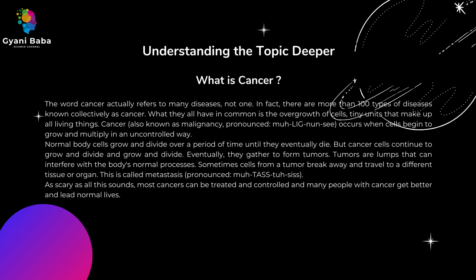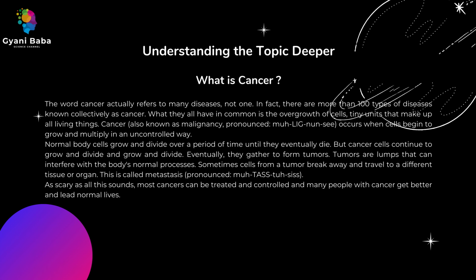Cancer, also known as malignancy, occurs when cells begin to grow and multiply in an uncontrolled way. Normal body cells grow and divide over a period of time until they eventually die. But cancer cells continue to grow and divide and grow and divide. Eventually, they gather to form tumors. Tumors are lumps that can interfere with the body's normal processes.